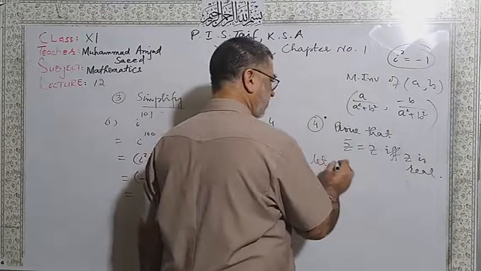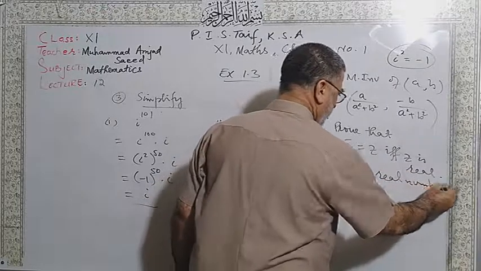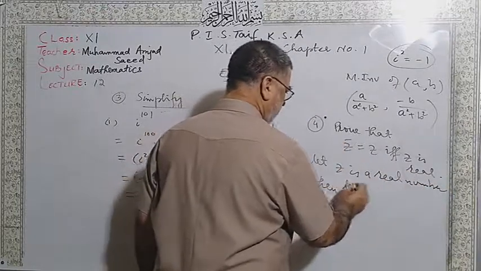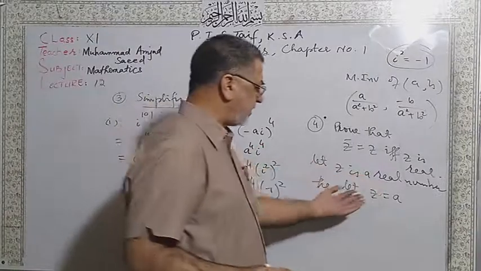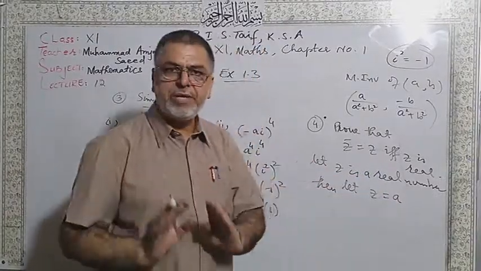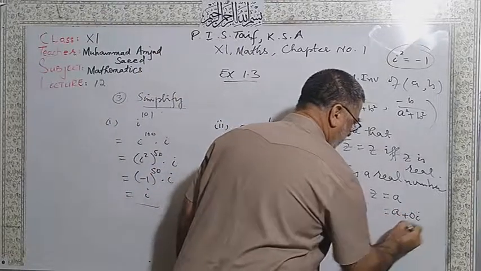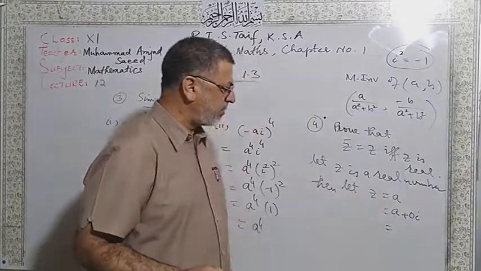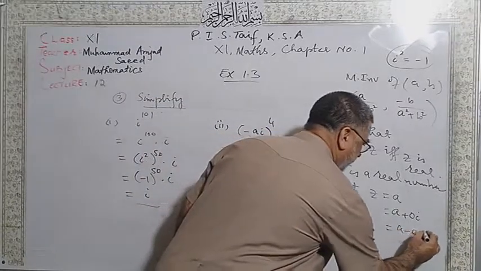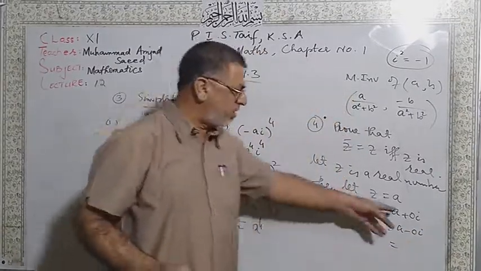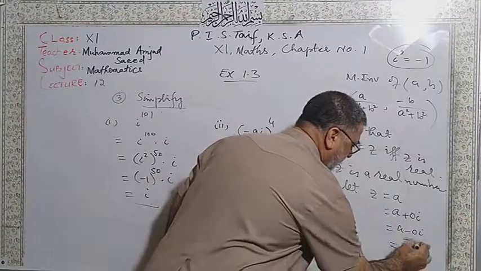Let z be a real number, then let z be equal to a. Definitely, if z is a real number, then z is equal to a. There will be no imaginary part. So you can say a plus 0 iota. Yes, you can write down a plus 0 iota, and you can say this is equal to a minus 0 iota. Plus 0 or minus 0 makes no difference. But here a minus 0 iota will be equal to z bar.